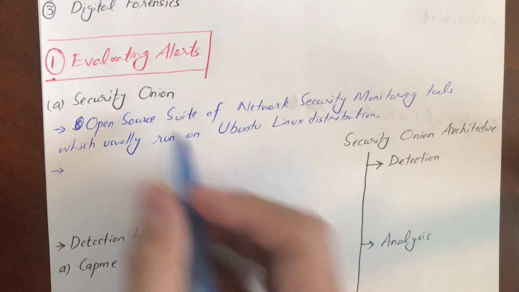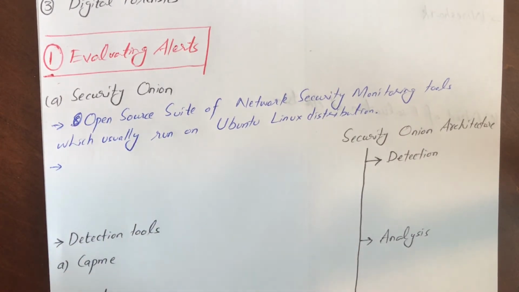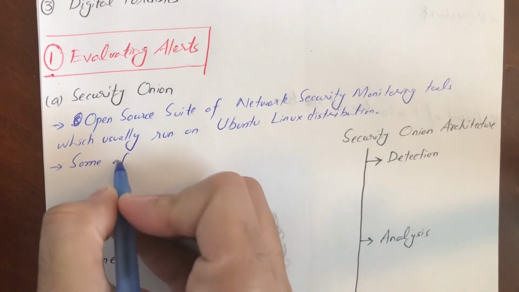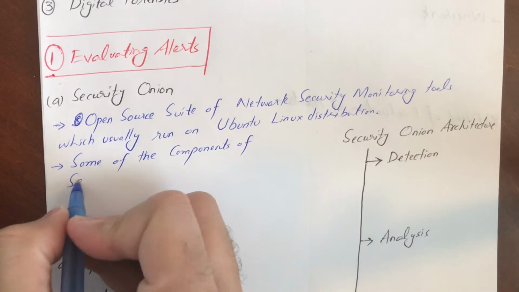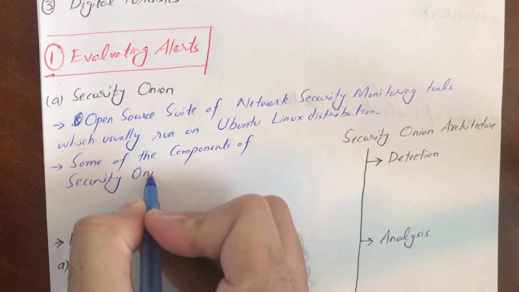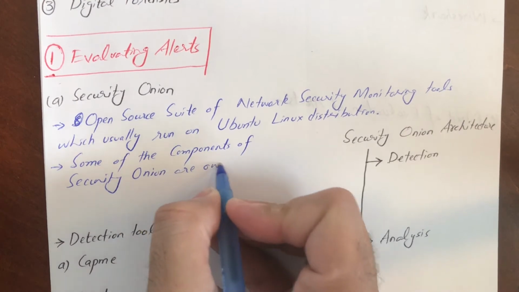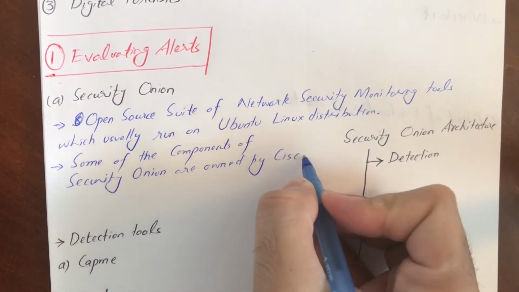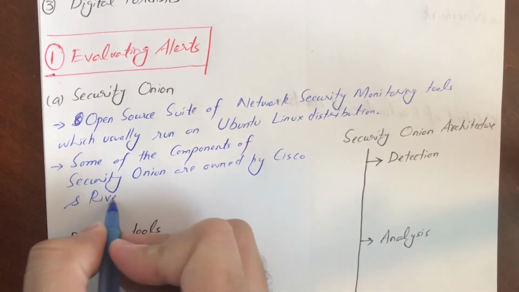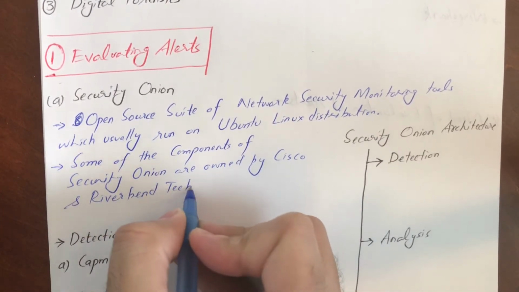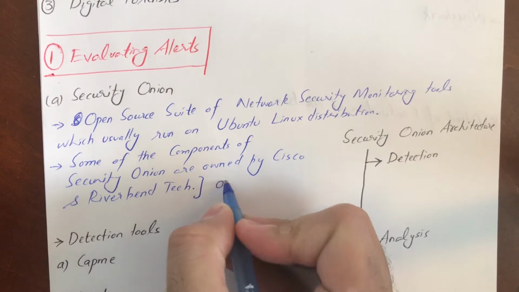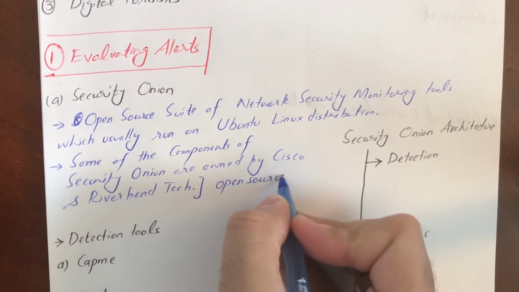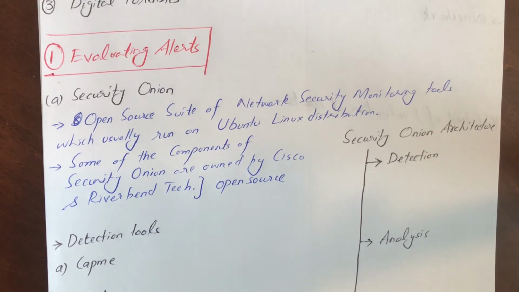Most of the software of Security Onion is open source, not owned by a single company, but some of the components of Security Onion are owned by Cisco and Riverbed Technologies. So these two companies actually own some of the components, but whatever they own, they made open source. So you can download, modify and customize those as well.